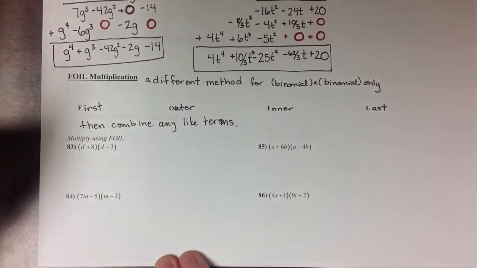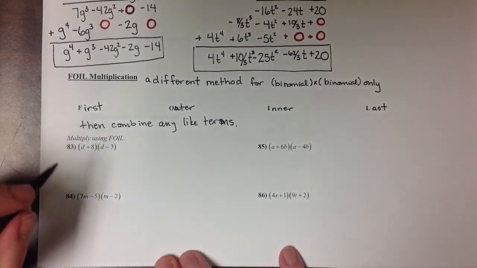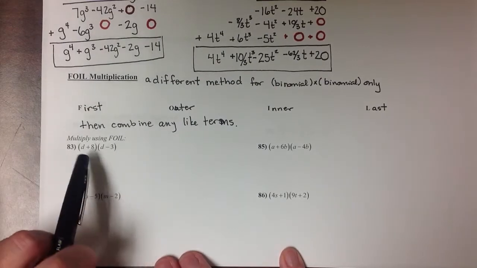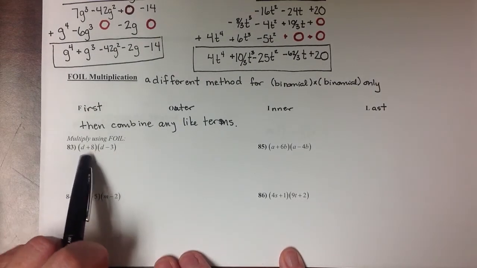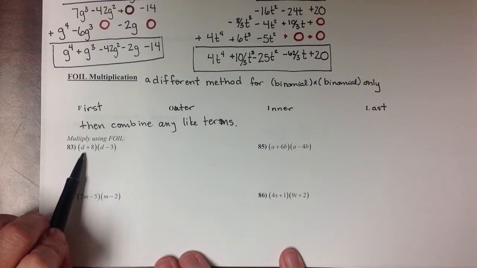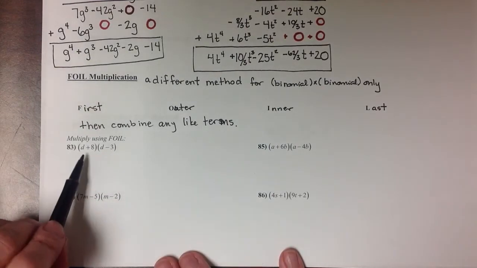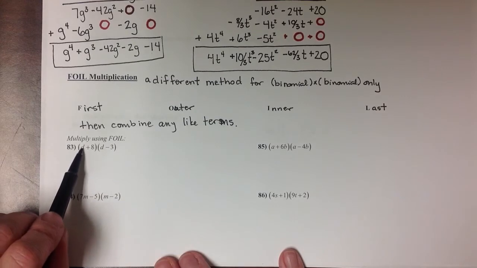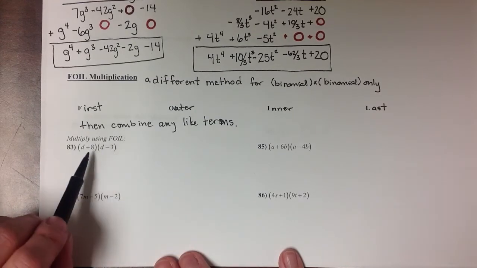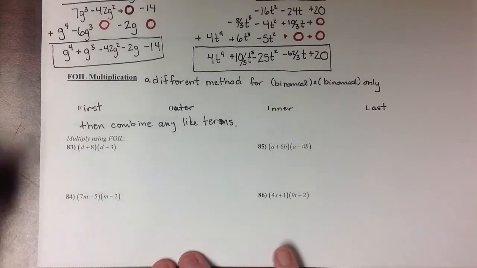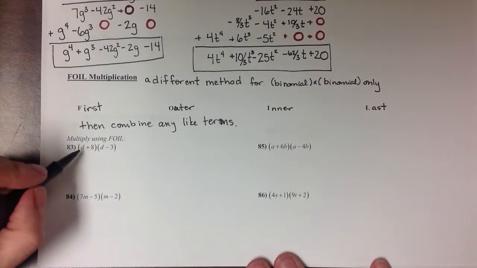This has also been described as double distribution. So if you think about the monomial, where we had just one term in our first polynomial that we were distributing over several terms in the second one, well, now we're going to look at what would it look like to distribute the d over the d in the negative 3 and also distribute the 8 over the d in negative 3. So our first terms are the d's.